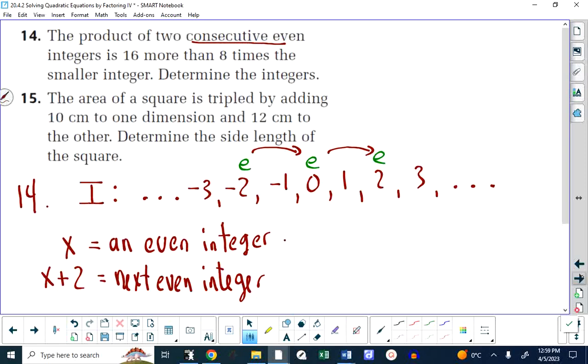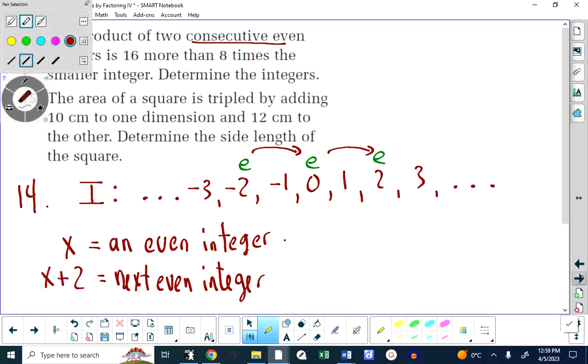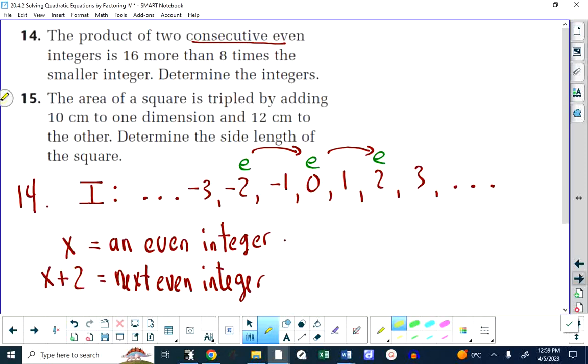What are we told about these two numbers? Okay, so you've had so many math teachers over your math education, and so many different ways that things are taught, but I'm just going to teach you how to convert that English sentence that I've highlighted into a mathematical equation.